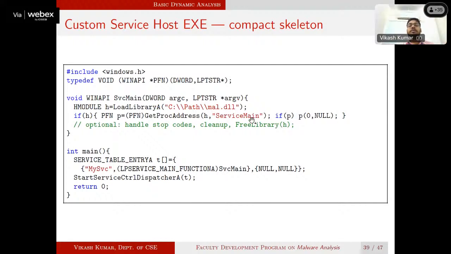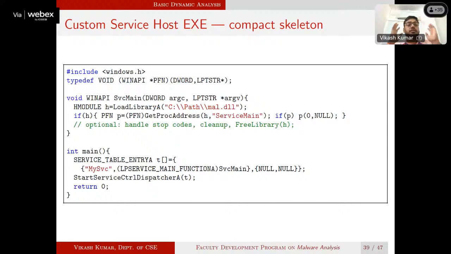Once you find the service main or the main entry point, like in C or C++ we have main, the address of the main is returned. Okay, and using that function pointer, you are now going to execute the functionality or perform the objective of that particular DLL code. Okay, so this is how we can host a DLL as a service.